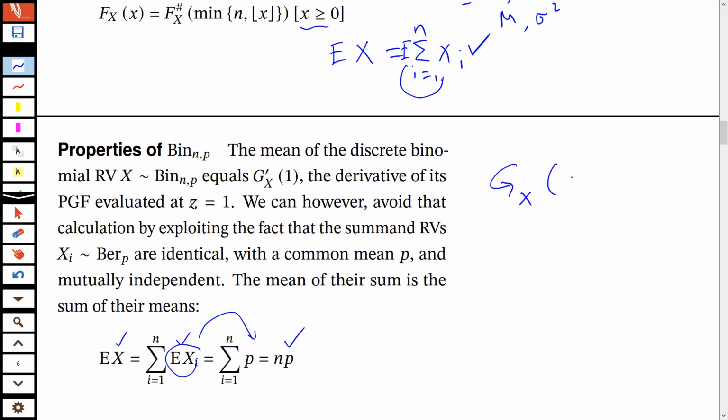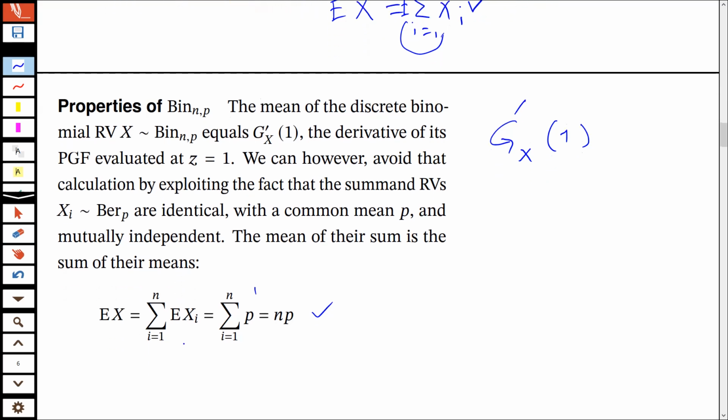Because we know the PGF of our random variable, I can simply differentiate it and set z to 1. We can also do that, but this is a much simpler way because we know that X is a sum of random variables. Remember, although we know these random variables are independent, that independence is not required for calculating the mean, because E is linear and this linearity doesn't care whether these Xi's are independent or not.